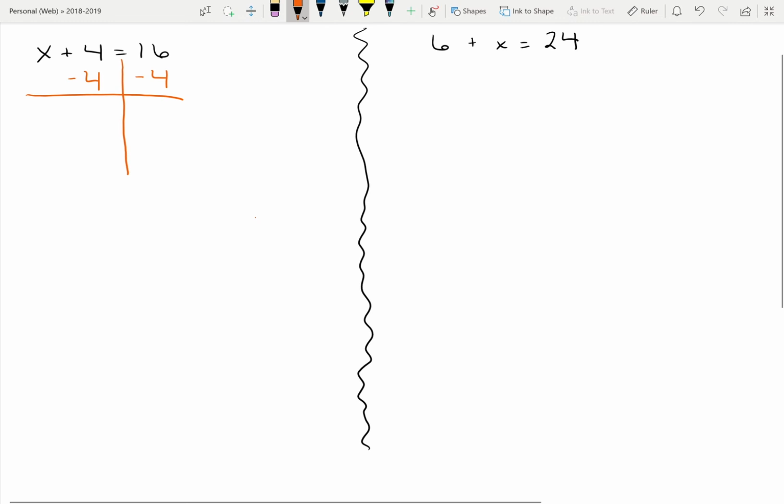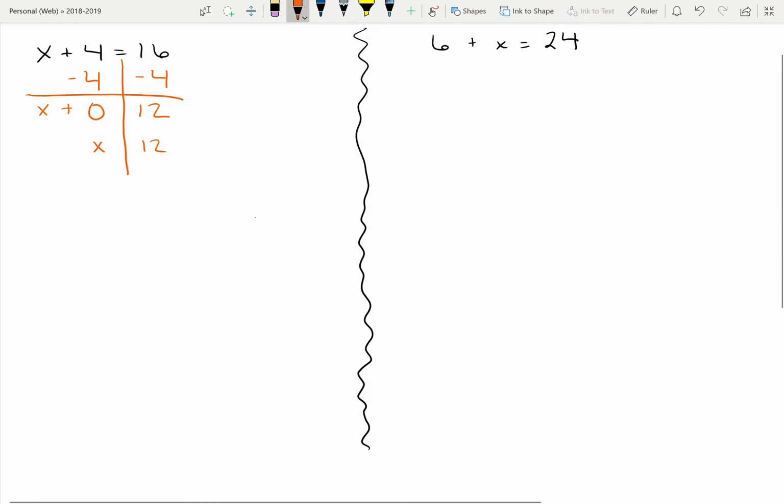Well, 4 minus 4 gives us 0. And then bring down your plus sign and then your x. Now, we have on the right-hand side 16 minus 4, which leaves us with 12. Now, let's take a look at the left-hand side of the equal sign. You have x plus 0, and anything plus 0 gives us x. And then on the right-hand side, just go ahead and bring down your 12.